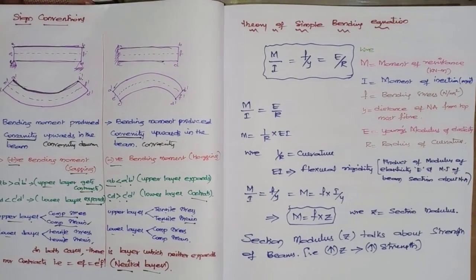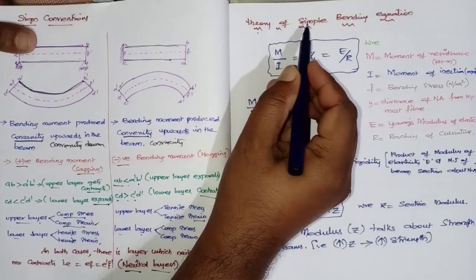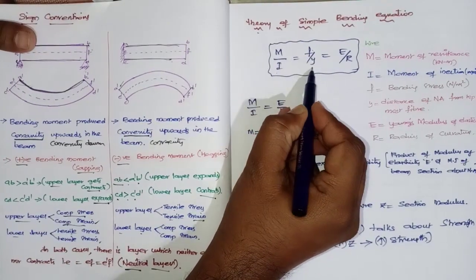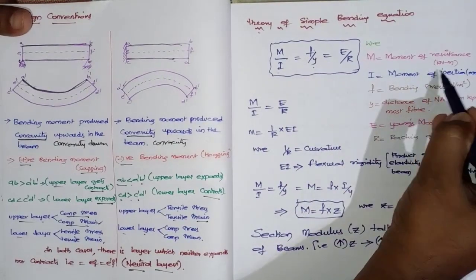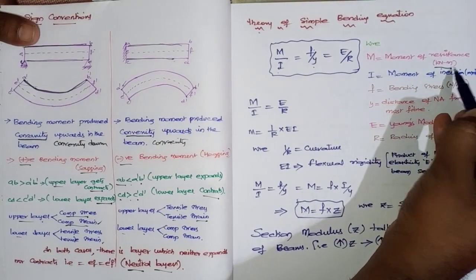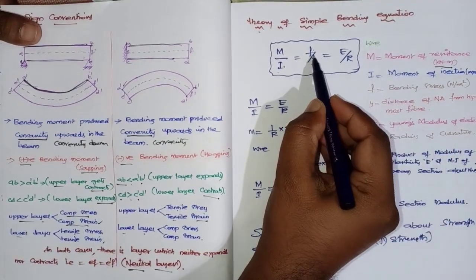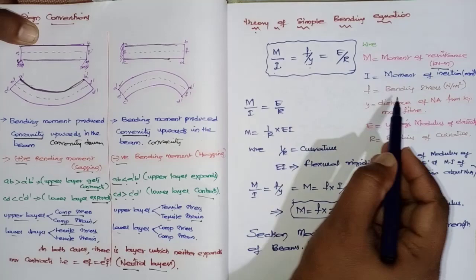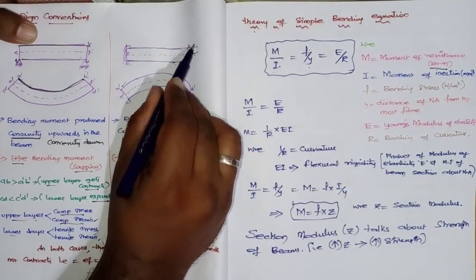Now if you see here, this is the theory of simple bending, which is M by I equals F by Y equals E by R. What is this M? Moment of resistance, which is always in kilonewton meter. I is the moment of inertia, which is in mm power 4. F is the bending stress in Newton per mm square. And Y is the distance of the neutral axis from the extreme topmost fibers, like this.